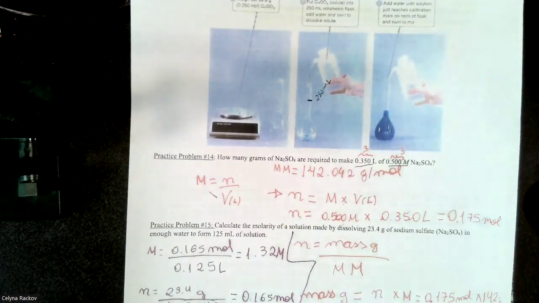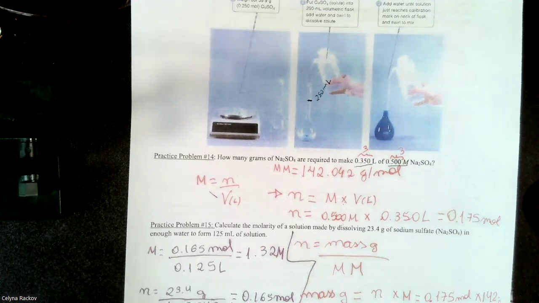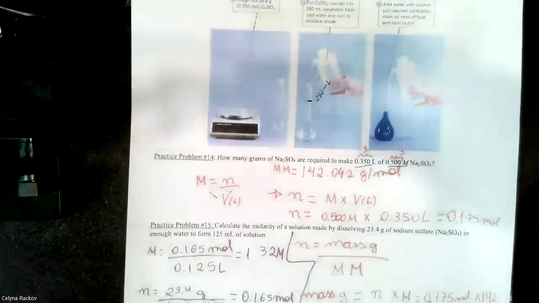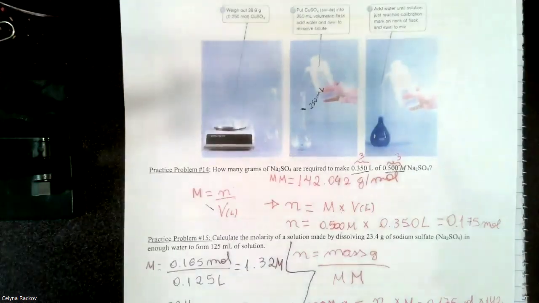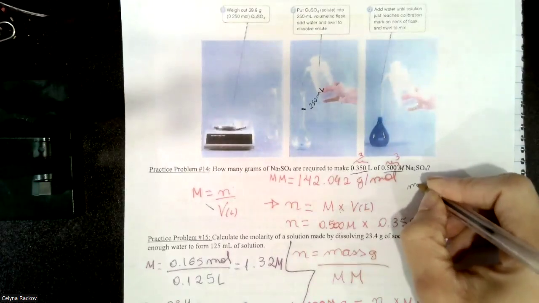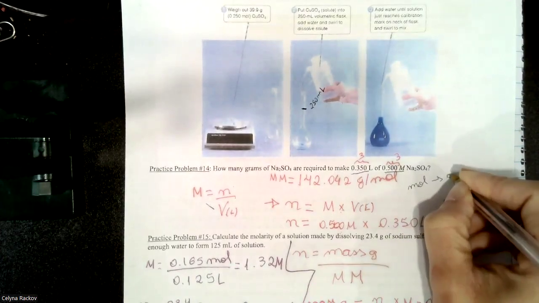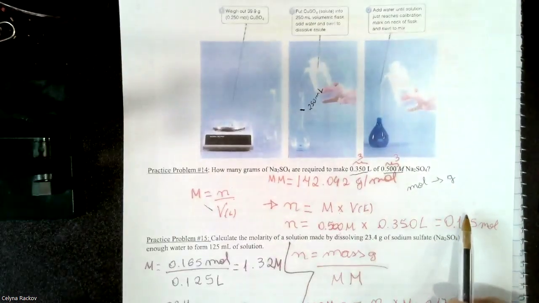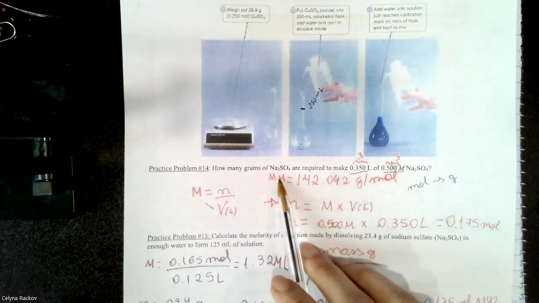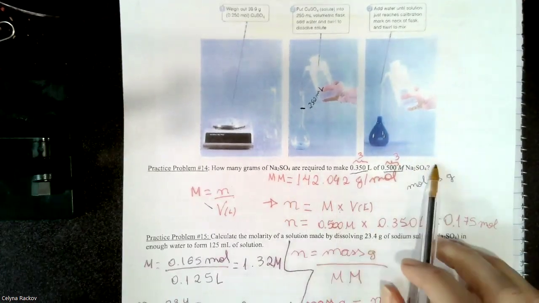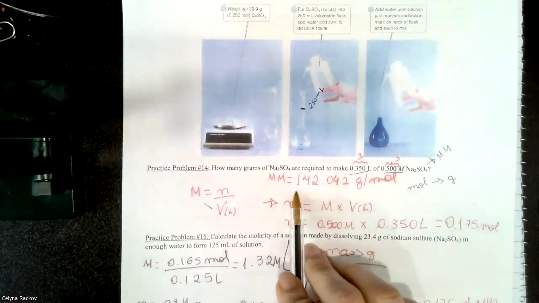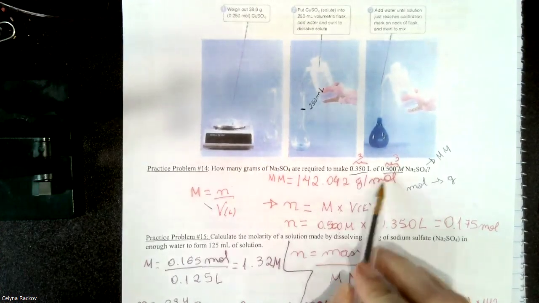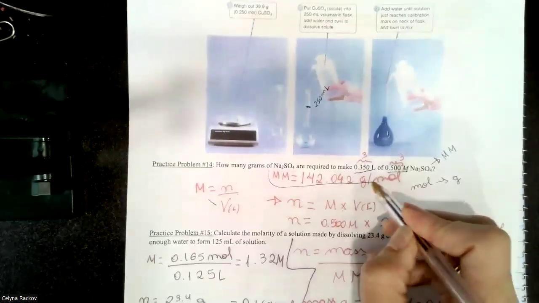We saw in unit 1 how to do the conversion from moles to grams. From moles to grams, we are going to multiply moles by the molar mass. So what's the molar mass of sodium sulfate here? The molar mass is 142.042 grams per mole. This is the molar mass of sodium sulfate.